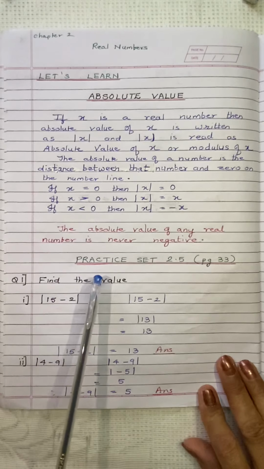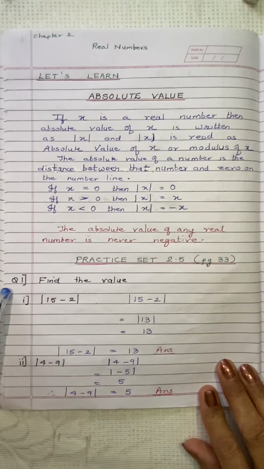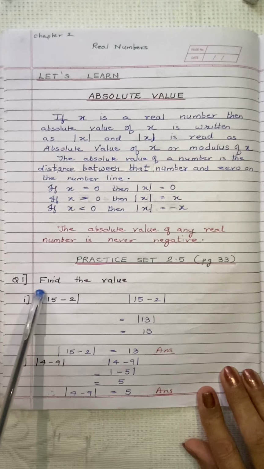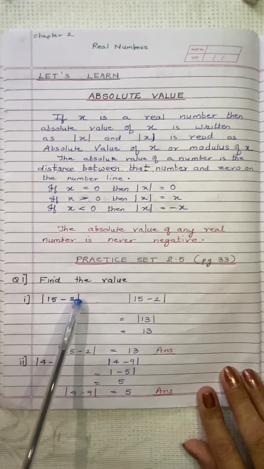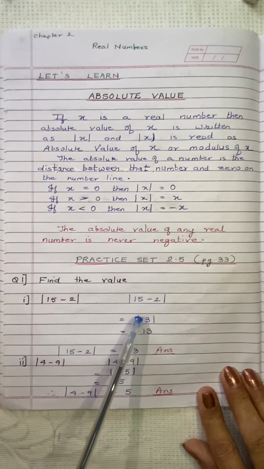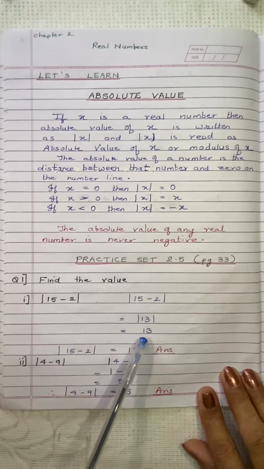Let's get started with practice set 2.5, page 33 of your textbook. Question number 1, find the value. Absolute value of 15 minus 2. So 15 minus 2 is equal to 13, and absolute value of 13 is 13.